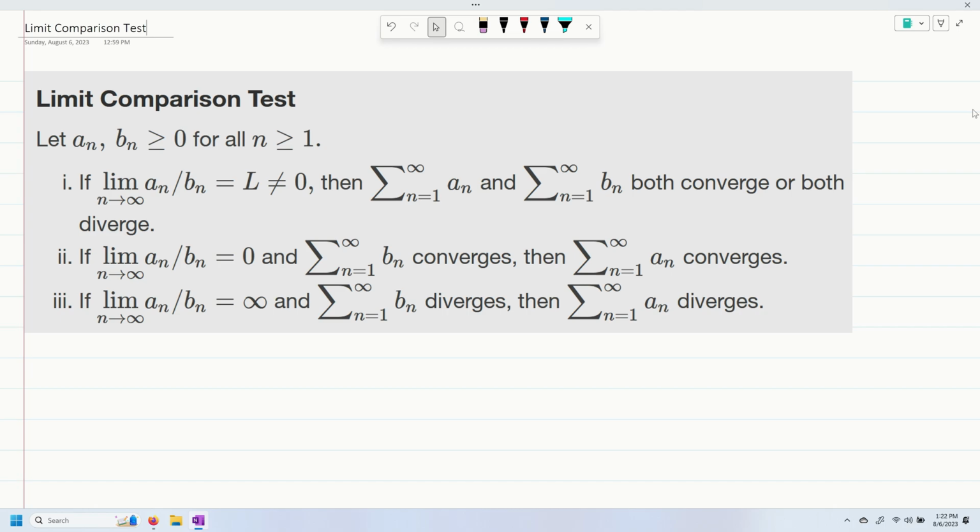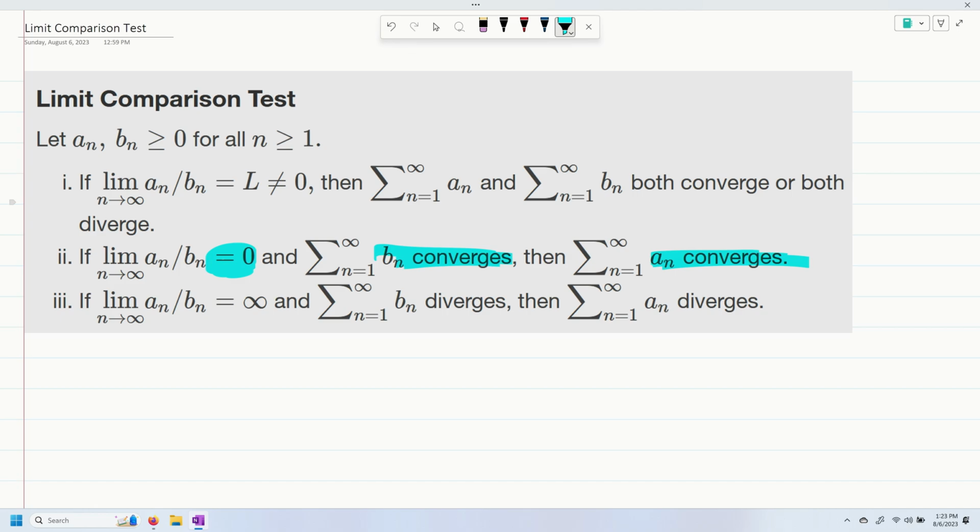diverge. So in other words, what the first one is saying here is if you pick a known convergent series and you take the ratio of these two series and you look at the limit of that, either both of them converge or both of them diverge. So if you pick a known convergent, they both converge. If you pick a known divergent, they both diverge. Okay? 2 says almost the same thing, except if the ratio equals 0 and b sub n converges, then a sub n converges.